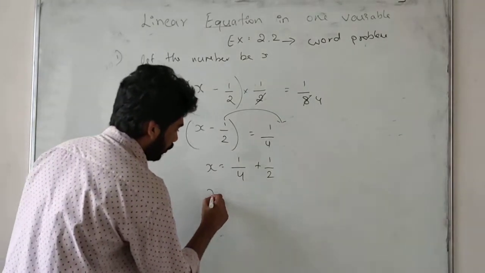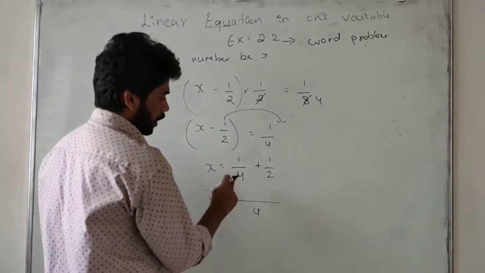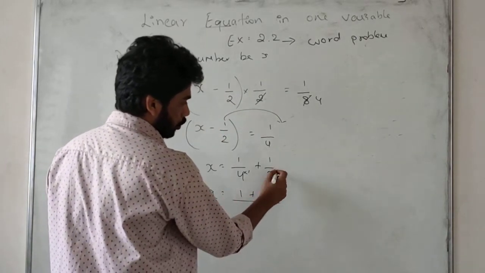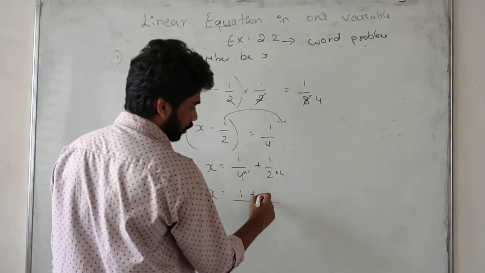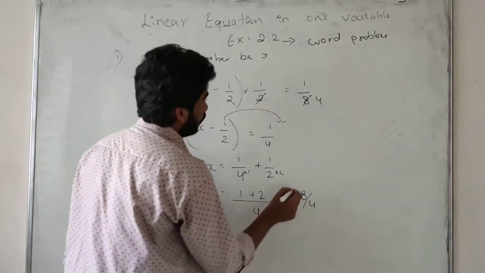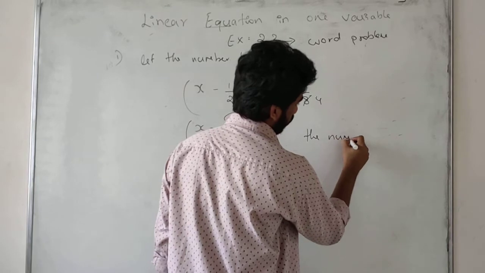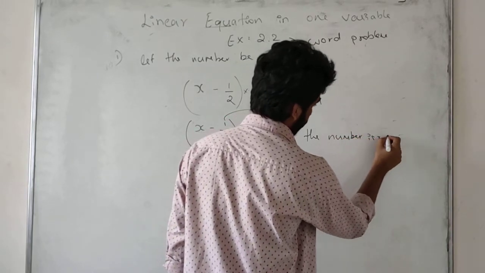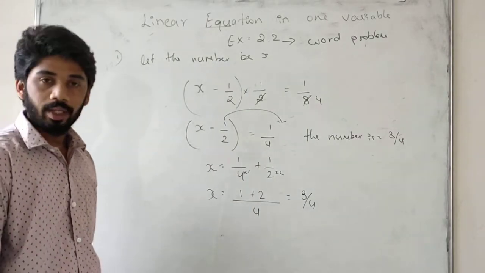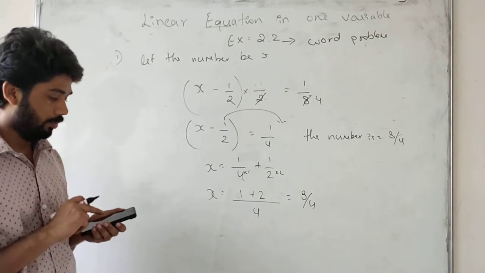Okay, students, now you take the LCM. LCM of 4 and 2 is 4. 4 ones are 4, so 1 ones are 1 only. 2 twos are 4, so you multiply by 2. 2 ones are 2. So you will get the answer as 3 by 4. The number is 3 by 4. Okay? I hope that you are getting it. Please note it down. I will go to the next problem.